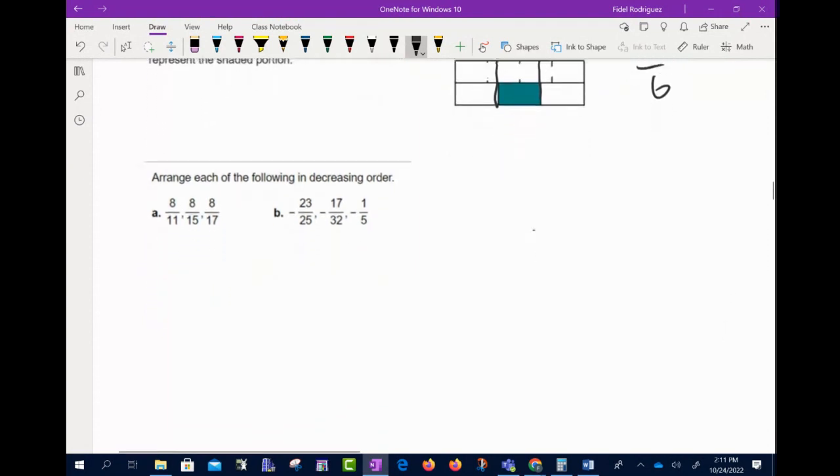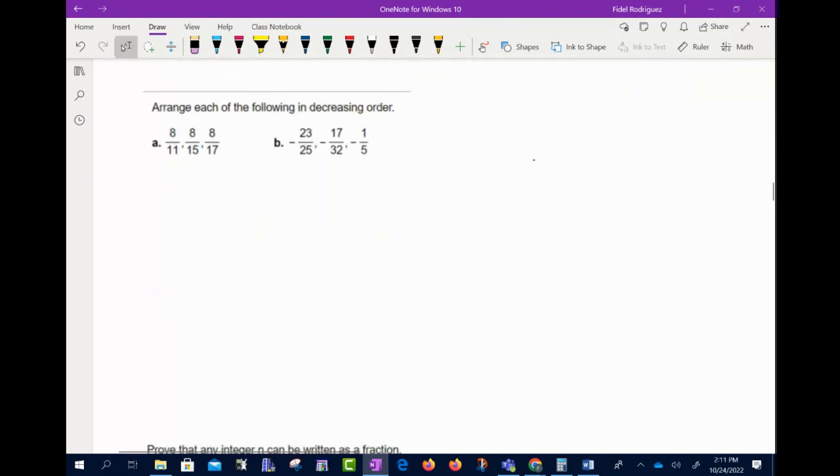All right. Now, for this next problem here, y'all, it says arrange each of the following in decreasing order. Okay, so look, for part A, again, this is probably more of a 6th or 7th grade problem, y'all. The way I would do this is I'm going to say, look, I want to find my common denominator. It doesn't have to be the lowest common denominator. But one way I could find a common denominator is by taking those numbers, 11 times 15 times 17.